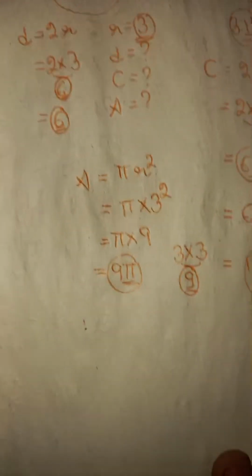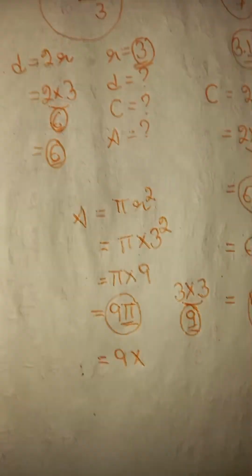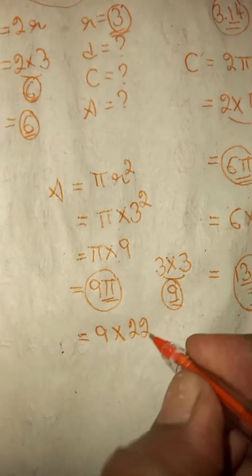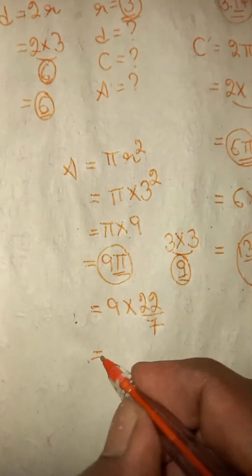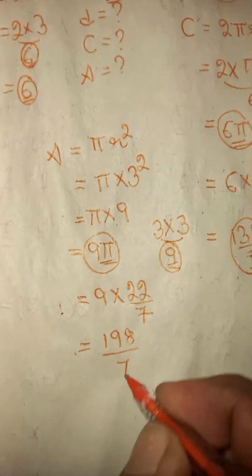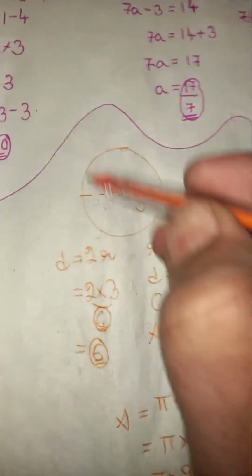If you still want, you can expand it. 9 pi can be written as 9 times 22 by 7, since the pi value is 22 by 7. 9 times 22 is 198. So it is 198 by 7 square units, the actual area of this circle.